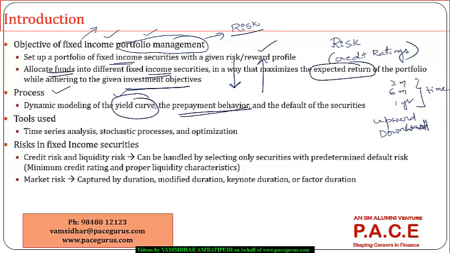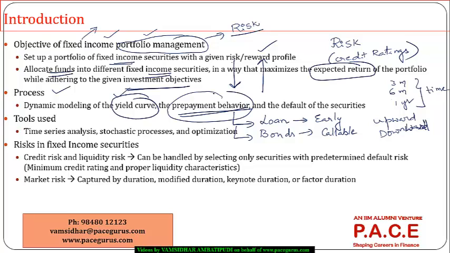Then, with respect to many fixed income securities, there is a possibility of prepayment. Of the two major forms of fixed income securities, one is loans. There could be an early payment of loans, which comes under prepayment behavior. And when I talk about bonds, we have callable bonds where prepayment can very well happen. So there is a possibility of prepayment behavior associated with these fixed income securities, and I need models which can effectively handle it.